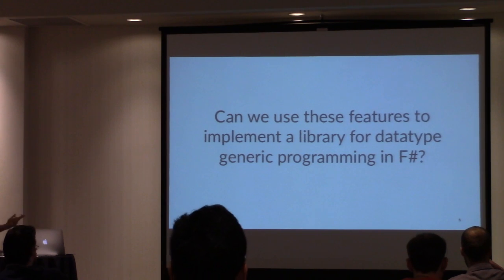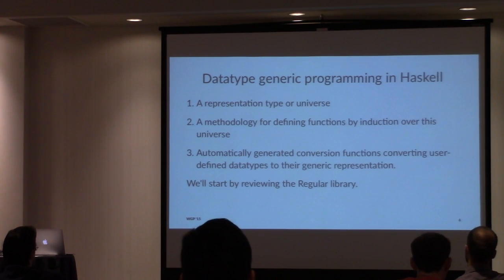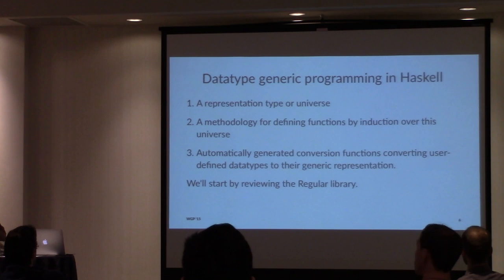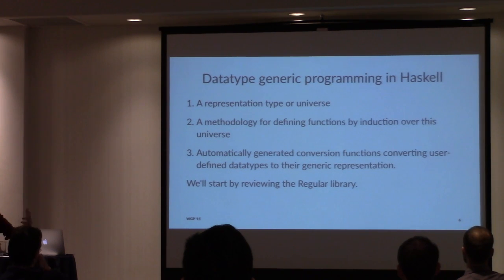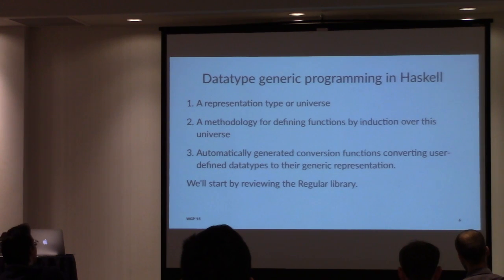So rather than start by answering this question, what I'd like to do is recap on the approach that most libraries for data type generic programming in Haskell take. So as a very small case study, I'll very briefly recap the regular approach to data type generic programming. And there's three key points that we need to address. We need to find a representation type or universe to represent some collection of types. Then we need a methodology for defining functions by induction over this universe. And then finally, to make the library practical, we need automatically generated conversion functions, which take some user-defined data type and convert it to its generic representation so that we can run our generic functions and then inspect the results. So how does regular do this?